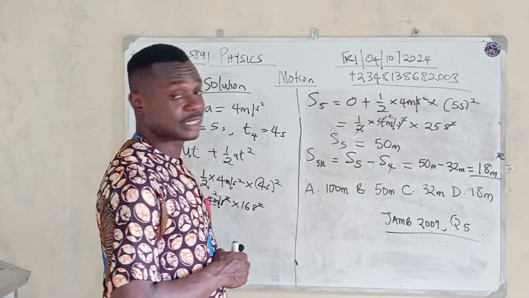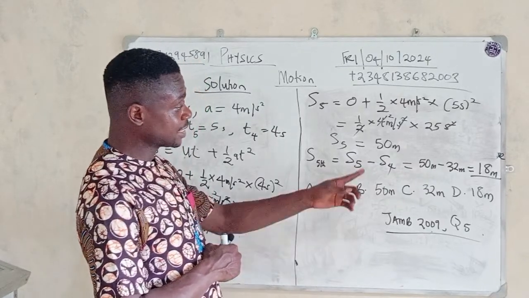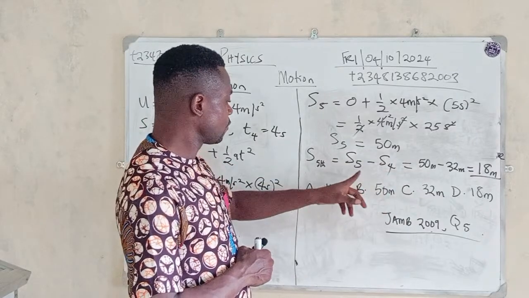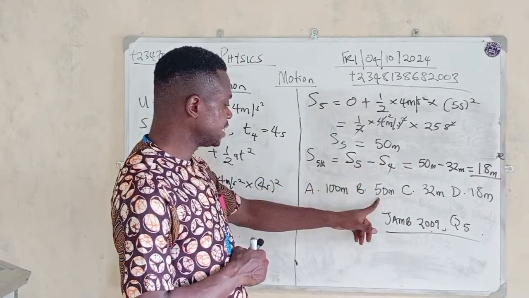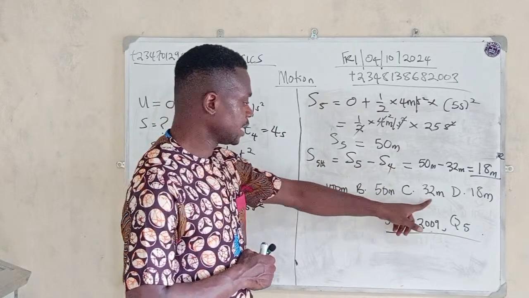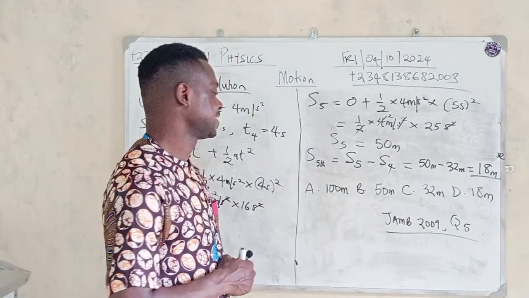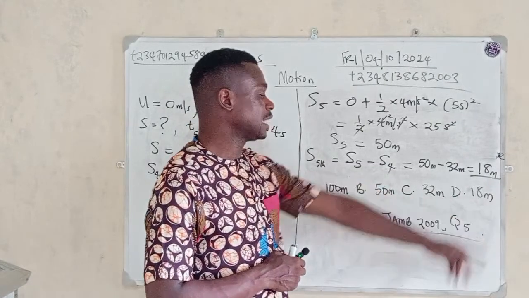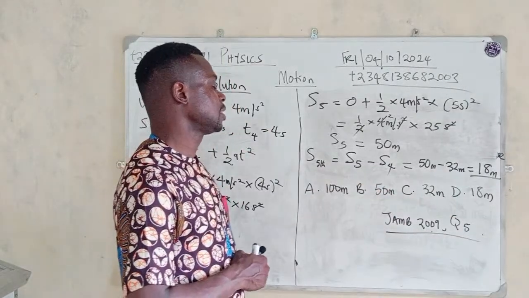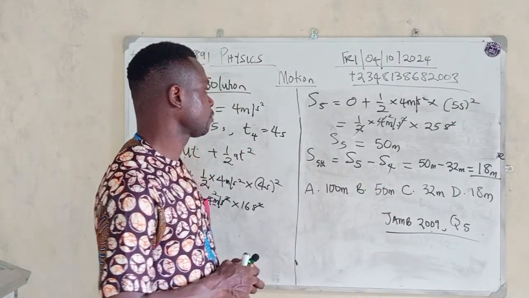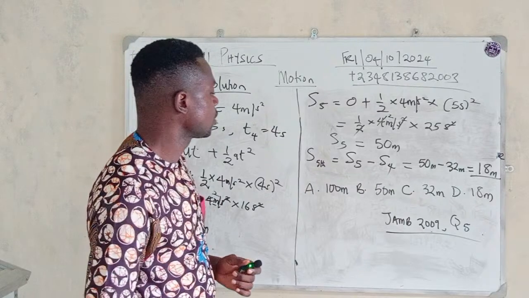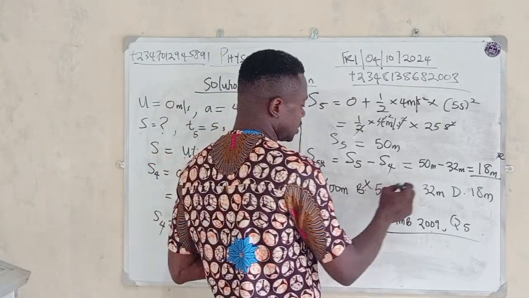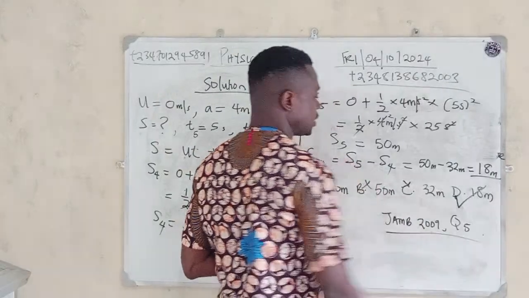18 meters. Be careful here. If you look at this now, you find that the 5 is here and the 4 is here. Are we seeing it now? So be careful with this type of question. The answer is 18 meters. So the answer is not this, not this, not this, it is this.